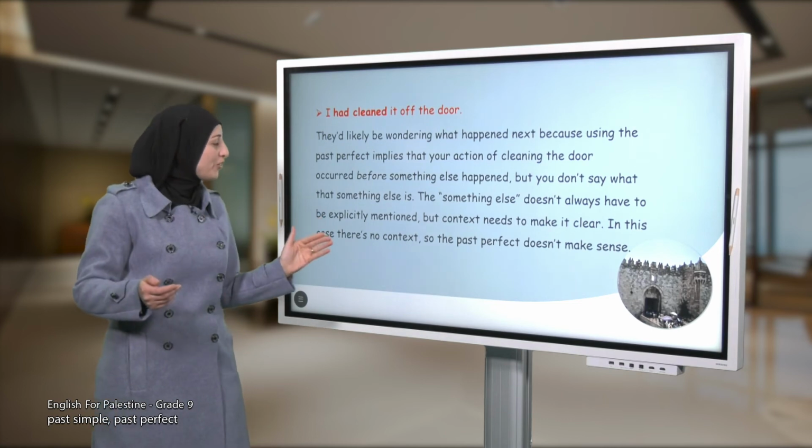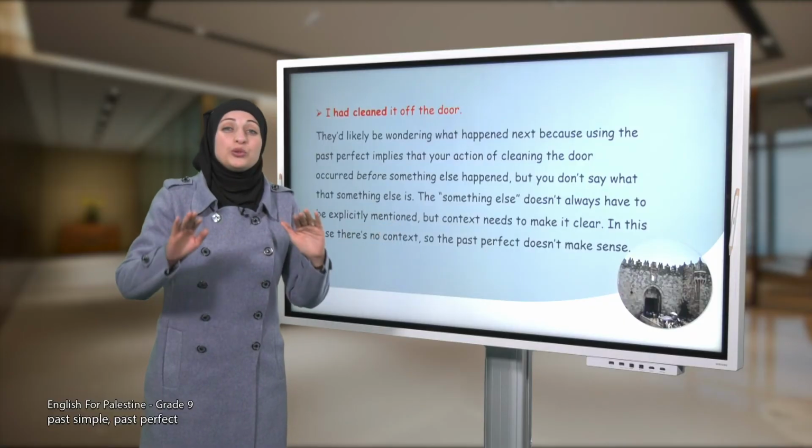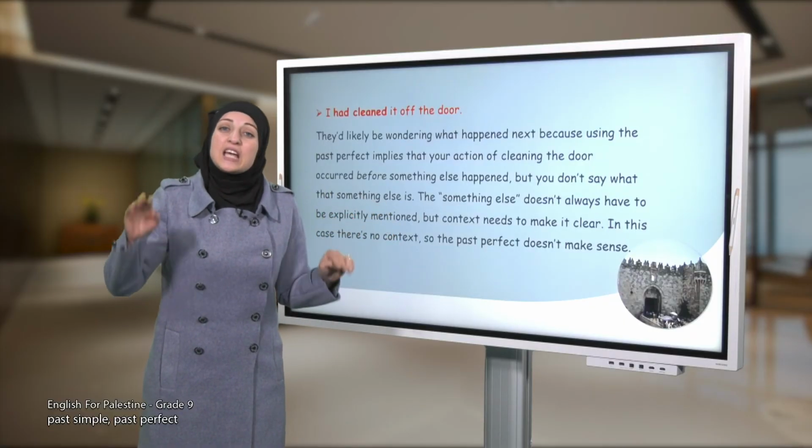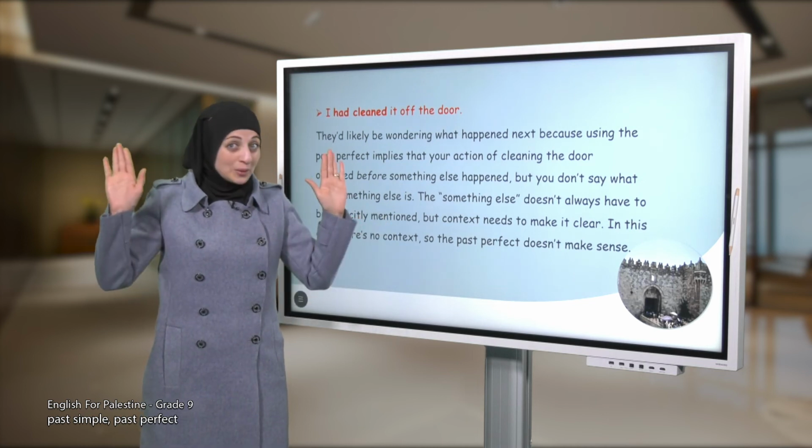Because using the past perfect implies that your action of cleaning the door occurred before something else, since we have an earlier and a later action in the past perfect tense. In this case, you don't say what that something else was. The something else doesn't always have to be mentioned, but context needs to make it clear. In this case, there is no context, so the past perfect doesn't make any sense. So if you are not talking about 2 events, where one happened before the other, just use past simple, don't use past perfect. Okay?